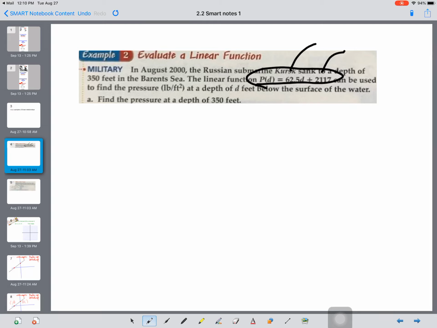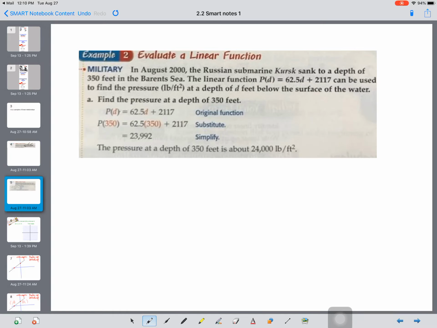So as it turns out, all they do, it's real simple, right? You're just going to take the value of d that they give you, the depth of 350, replace the d with 350, and do the multiplication. They do a rounding off thing. Usually I don't want you to round off. If I do, I'll usually say in the directions to round to the nearest whatever. But that's all that's going on. This is a linear relationship. So as the depth increases, the pressure is going to linearly increase as well.